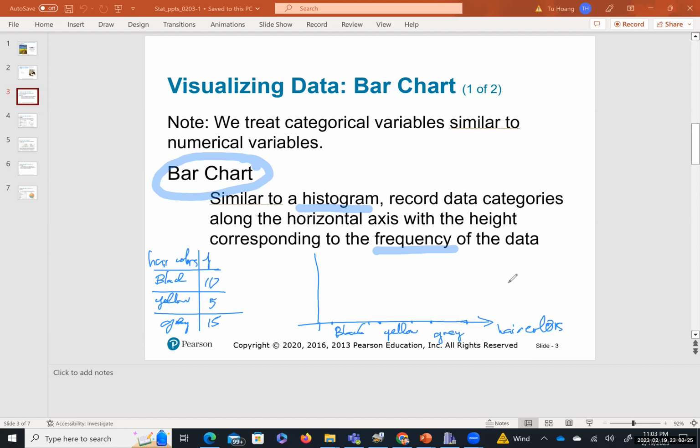All right, so I split these three, 20 and 10 here, so then 5 is here, see that, right? So the black having 10, so I'm going to draw it up to here. All right, the yellows will be 5, so up to here, and then the grays is 15, so let's say up to here.